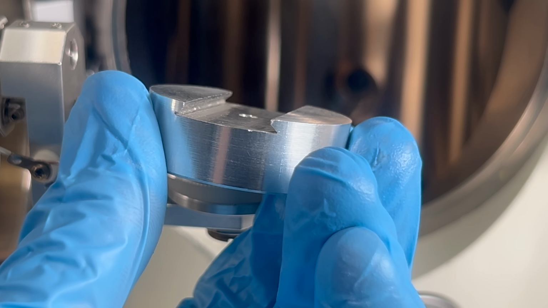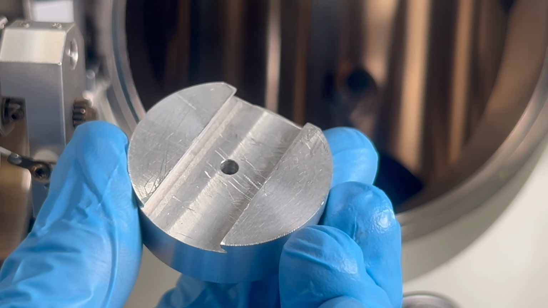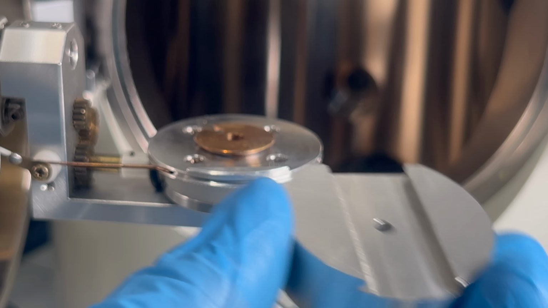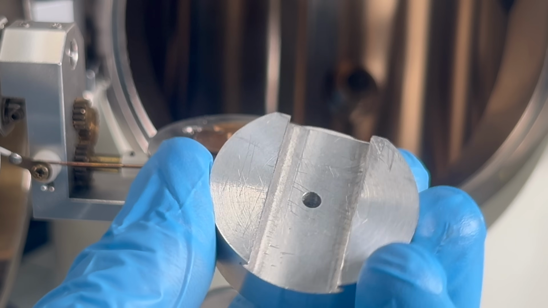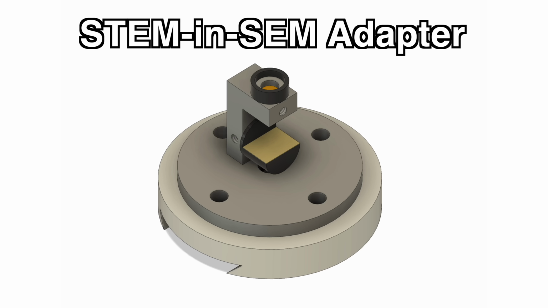See this sample holder? This thing has way more meat on it than necessary. If I were to copy this design but make it more low profile, I could claw back at least a quarter inch or so. That might just be enough. I made a quick mock-up of my version of the STEM-in-SEM Adapter.